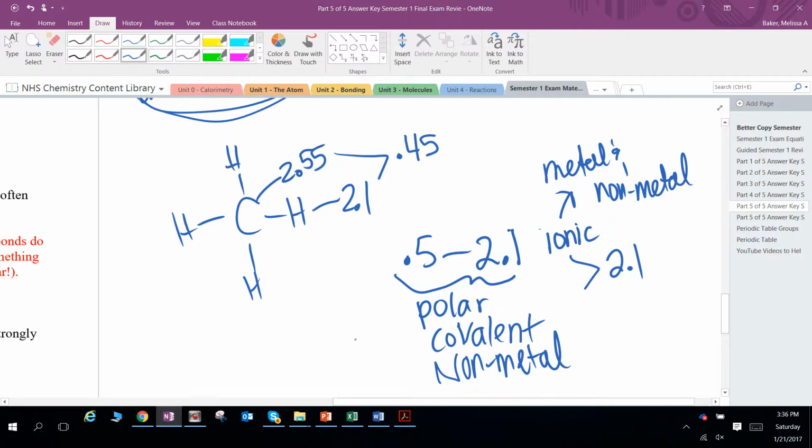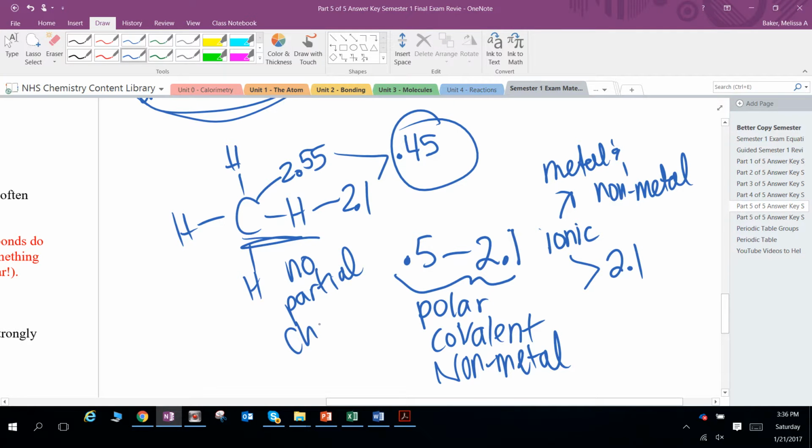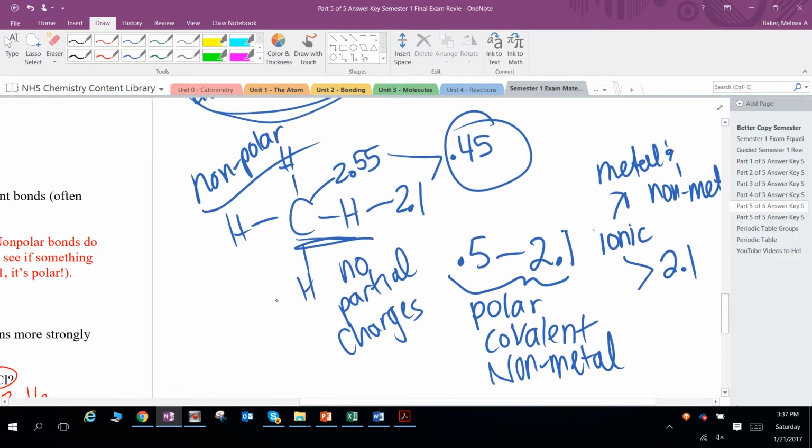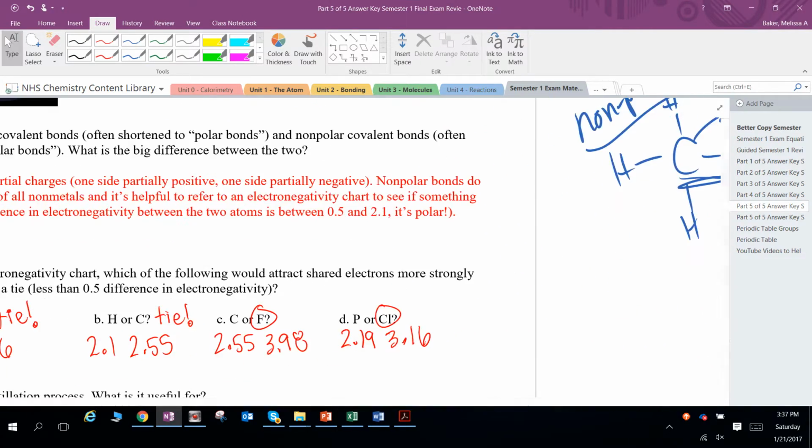And then there are situations where you've got nonmetals that have that difference less than 0.5, and that just means that there's no partial charges. So there's no tug of war going on here, creating a partial positive and a partial negative. So that is called a nonpolar bond, since it doesn't have the positive end and the negative end. Those molecules are not sticky. They're not attracted to each other, or rather, they're attracted to each other much less, and that creates different properties.